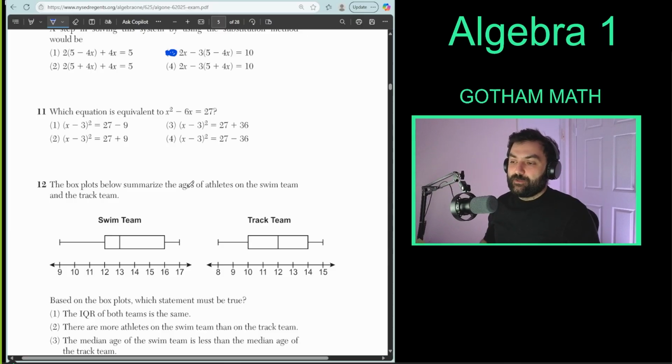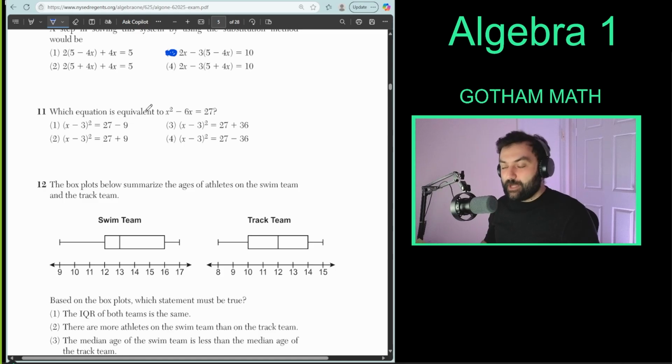Which equation is equivalent to this? All right, so shortcuts. You can graph everything, and the one that gives you the same graph will be the answer. So you can do that, or you actually can just know how to do it.